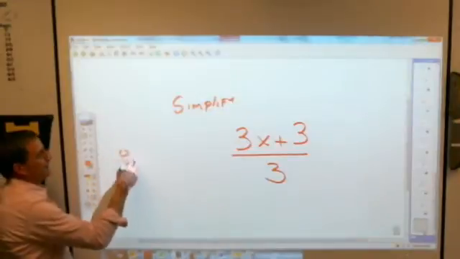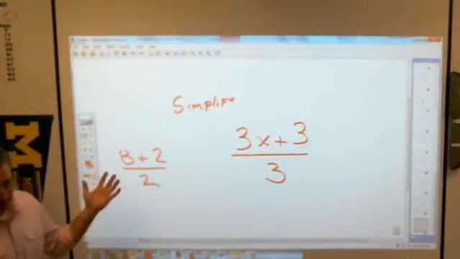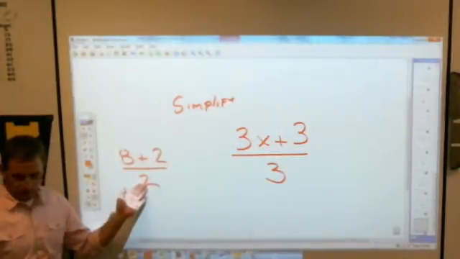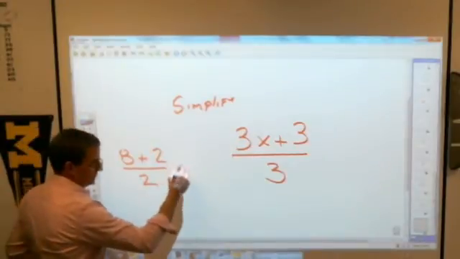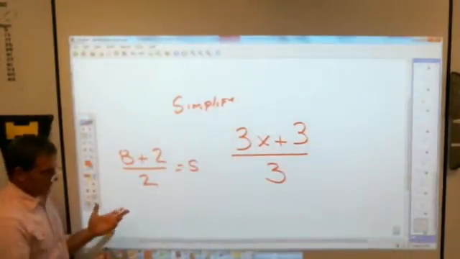Take 8 plus 2 over 2. We know what the answer to that is, right? What's 8 plus 2? 10. Divided by 2 is 5. You know your answer has to be 5. Which means this is not a true statement.